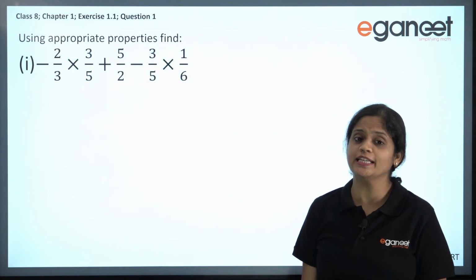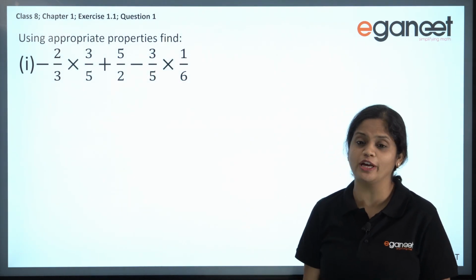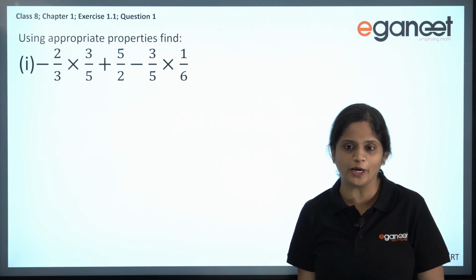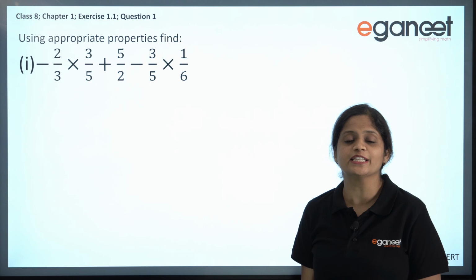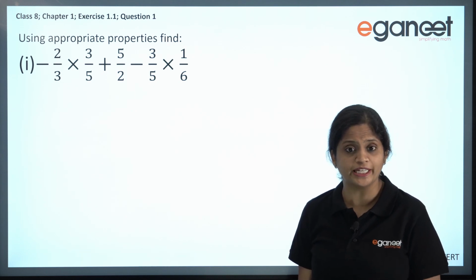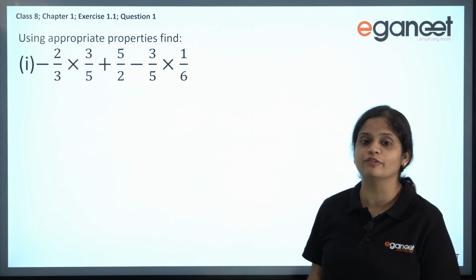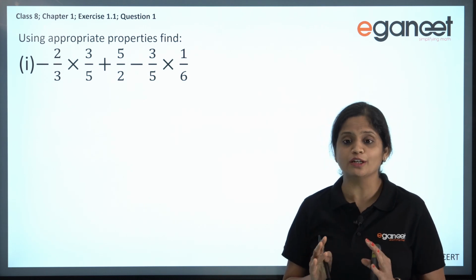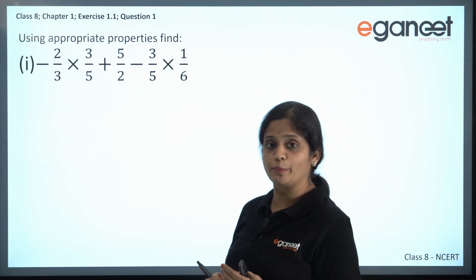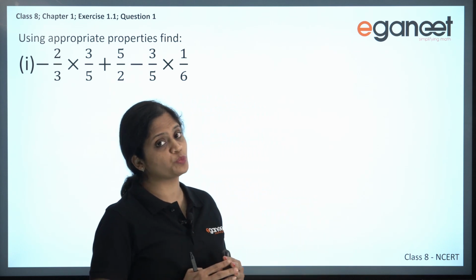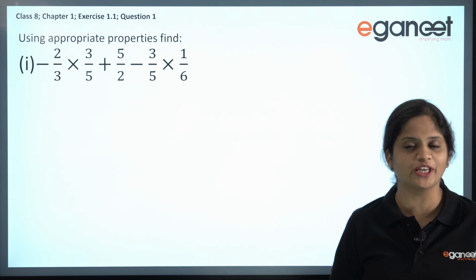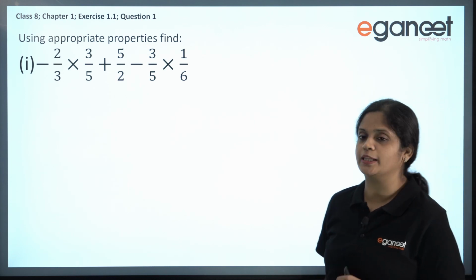Here we are dealing with the first question of the very first chapter, that is rational numbers, of exercise 1.1. Here the question states, using appropriate properties, find the value of the given mathematical expression. Now, many children get confused when they have to use the properties. They know the properties very well, but how to apply them is the most important thing. And let's deal with it together.